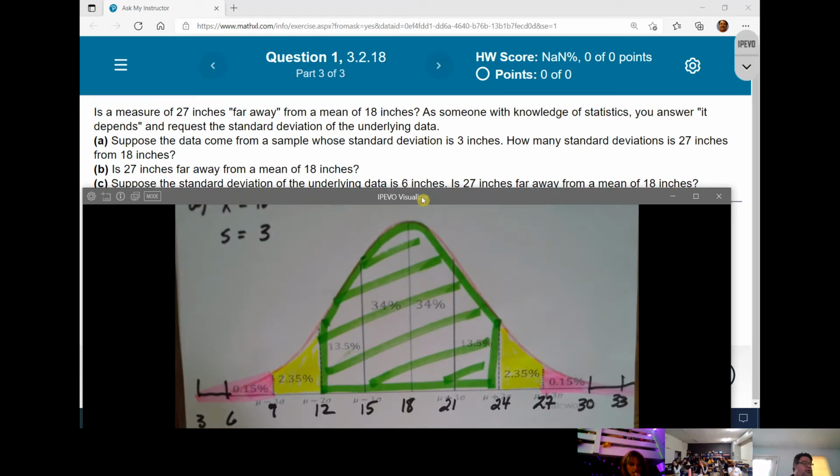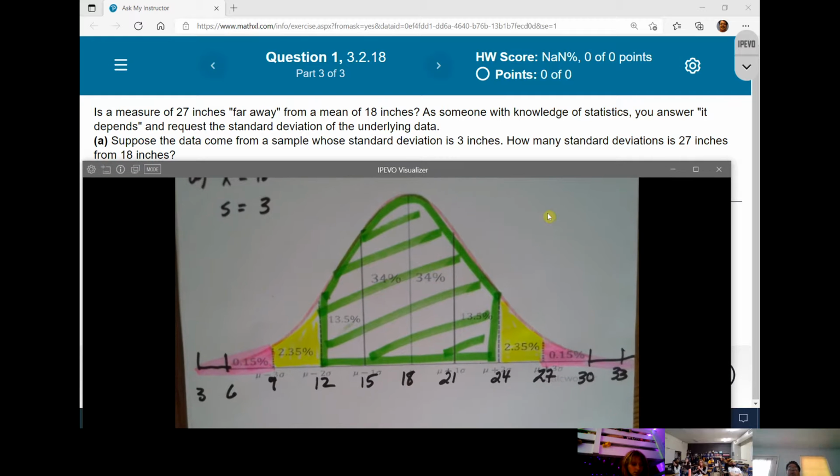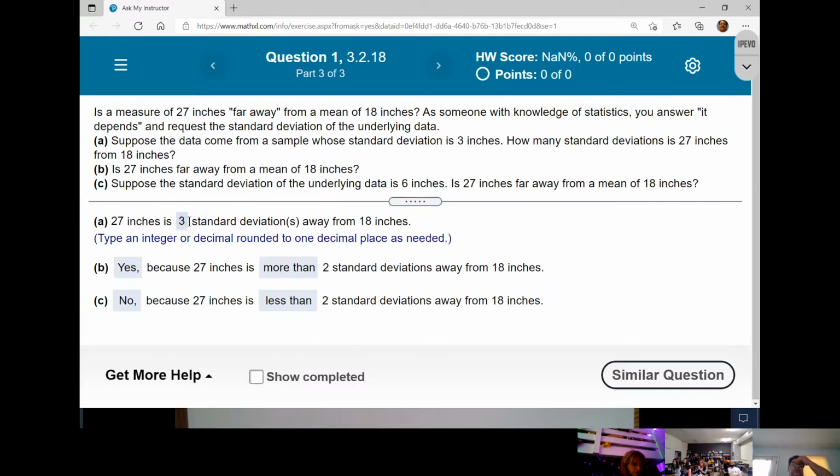So what does the question ask? What does A ask? How many standard deviations is 27 inches from 18 inches? So here's the middle, here's the mean. 1, 2, 3. 3 standard deviations, and that means it's an outlier. Yes, because it's more than 2, so it's unusual.